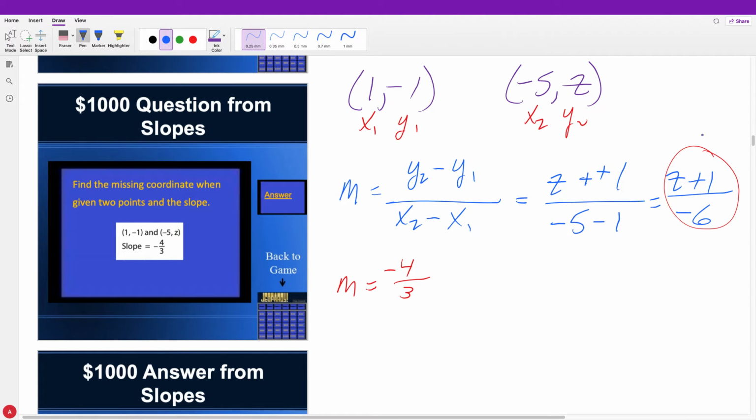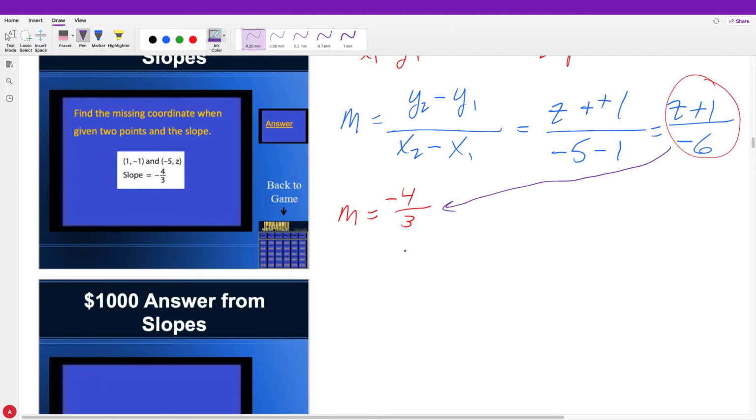So we can set those two equal to each other, because we know that this formula will give us this slope. We can then say z plus 1 over negative 6 is equal to, and remember this negative, either give it to the numerator or give it to the denominator. You can't give it to both. So I wrote it up in the numerator and said it's equal to negative 4 over 3.